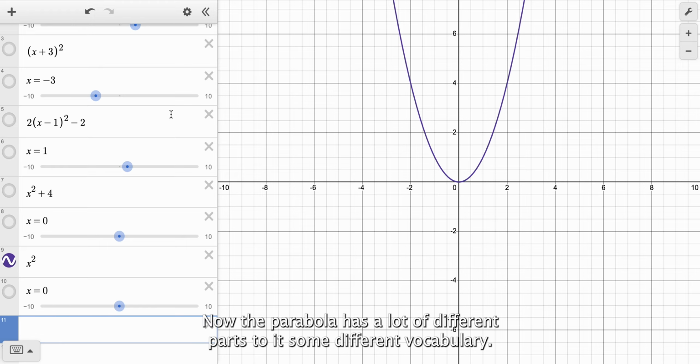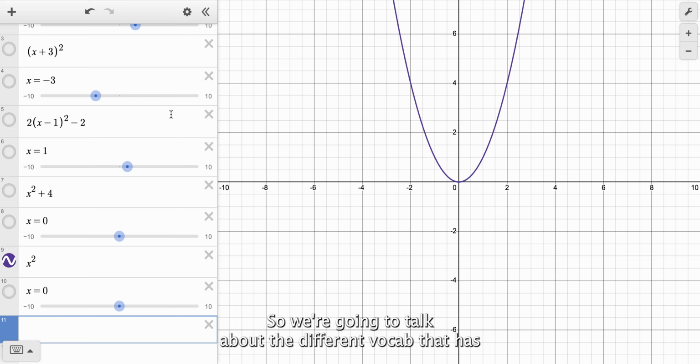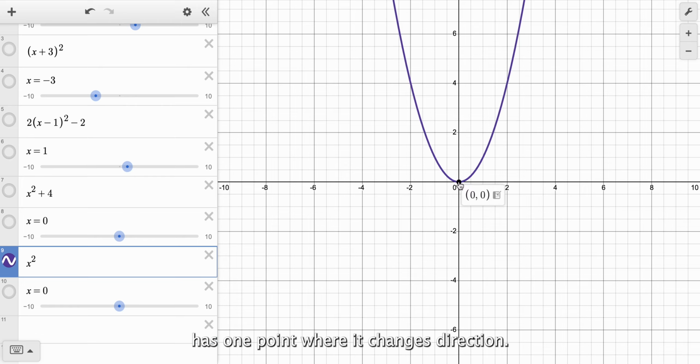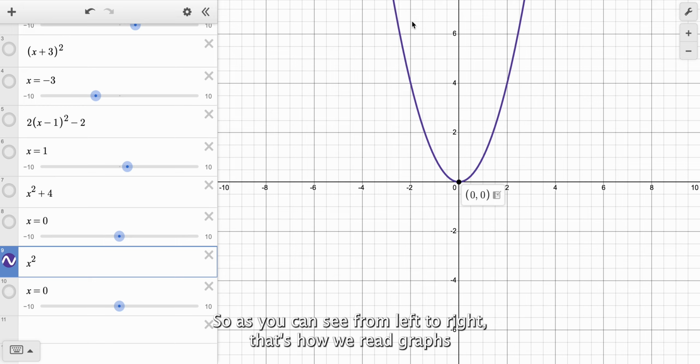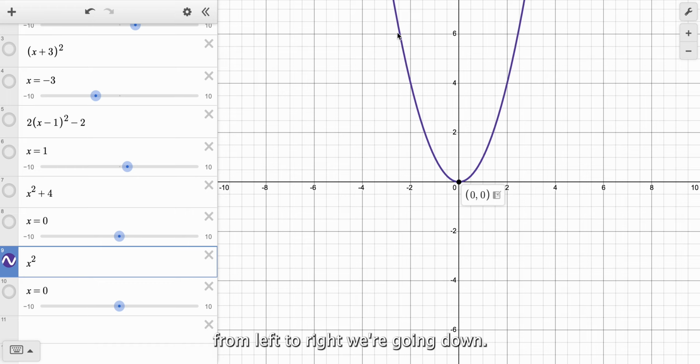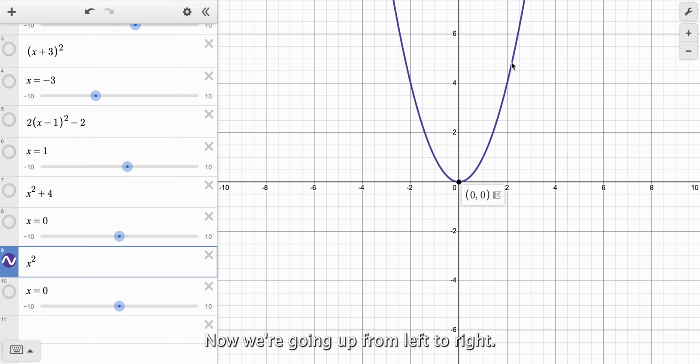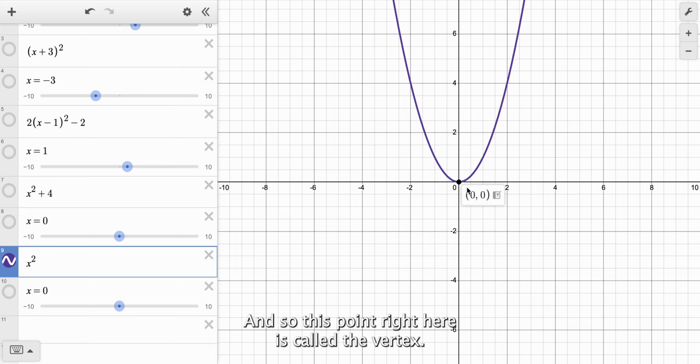Now, the parabola has a lot of different parts to it, some different vocabulary. So we're going to talk about the different vocab that has to do with parabolas. A parabola has one point where it changes direction. As you can see from left to right, that's how we read graphs, we're going down. It's decreasing from left to right. And then all of a sudden we get to a point where it changes direction. Now we're going up from left to right. And so this point right here is called the vertex. So for the parent function, the vertex is at 0, 0.